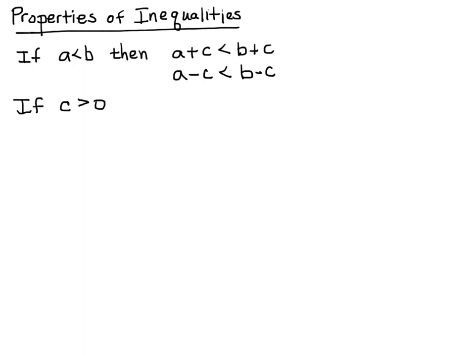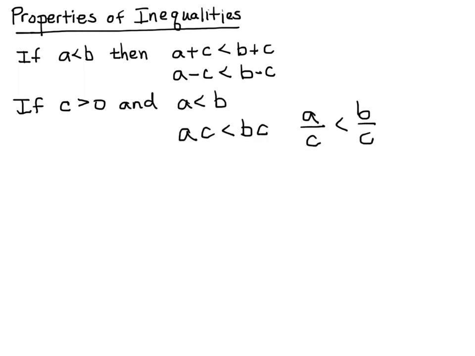Now with multiplication, we have to pay attention to what is the sign of the C, this thing that we're going to multiply both sides by. So if A is less than B, and we're talking about a positive number C, then the inequality holds just the same. So in my example of 2 is less than 5, if I multiply both of them by 3, I get 2 times 3 is 6, and then 5 times 3 is 15. So it's true that 6 is still less than 15. And the same thing holds for division.